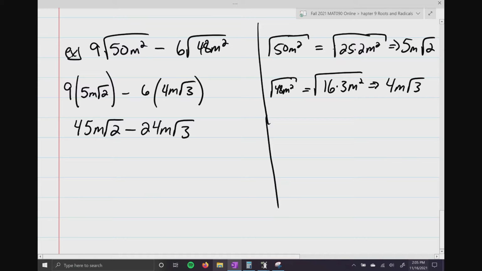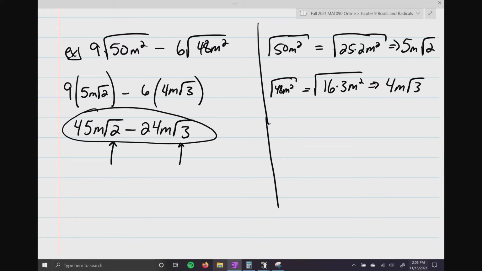And notice that the radicals are not the same. Therefore, we cannot combine these. So that's as far as we can go. You will run into that situation. Not a lot, but I will definitely put something like that on a test just to make sure you know what you're doing. Okay? Let's try one more here.